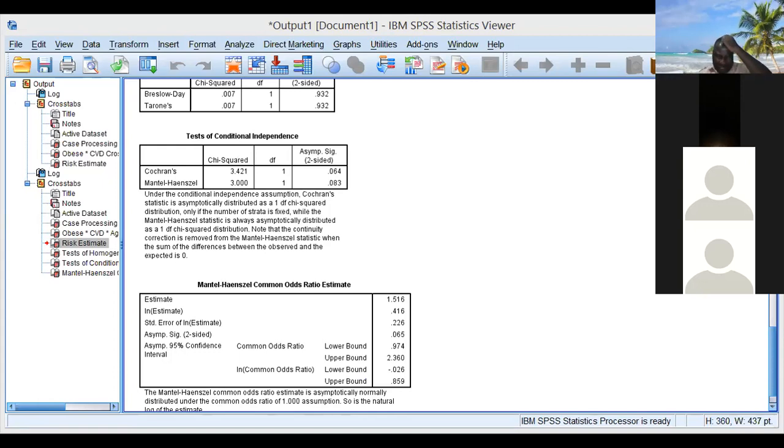There's another chi-square we talk about. Look at that chi-square. There's a conditional one before. Is it the Cochran's one? No, that's the conditional independence. It's there under Cochran, that chi-square, conditional independence. Can you see? Yes.